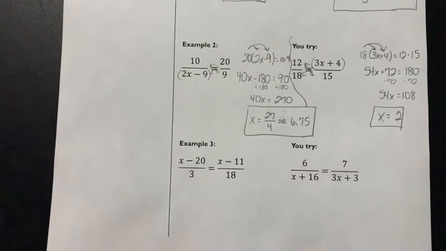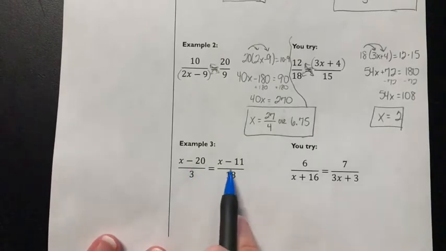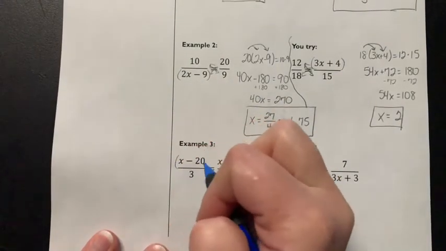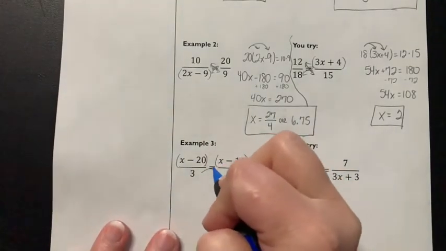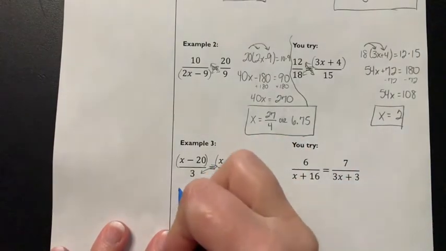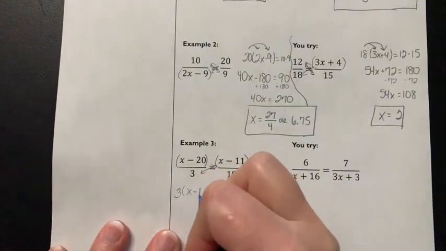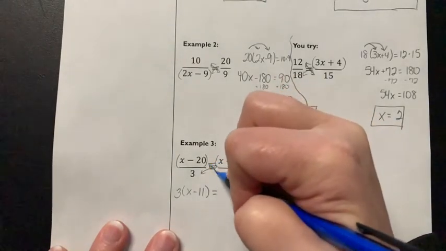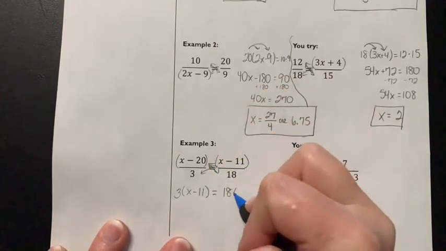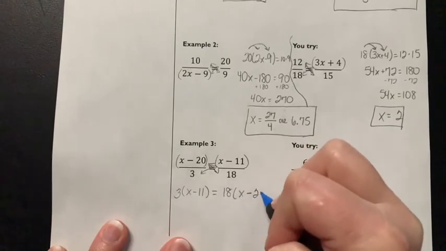Almost done, guys. So I have two different algebraic expressions here. I'm going to do parentheses on both, right? Keep those together. So then when I do my first cross multiply, I have 3 times (x minus 11) equals 18 times (x minus 20).